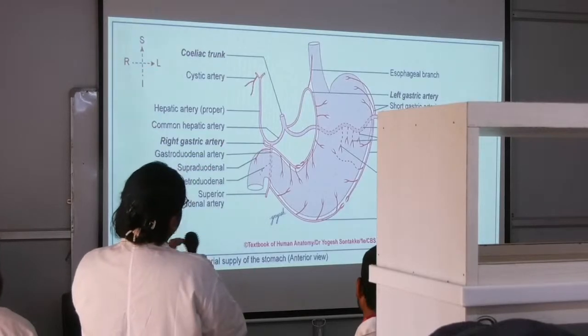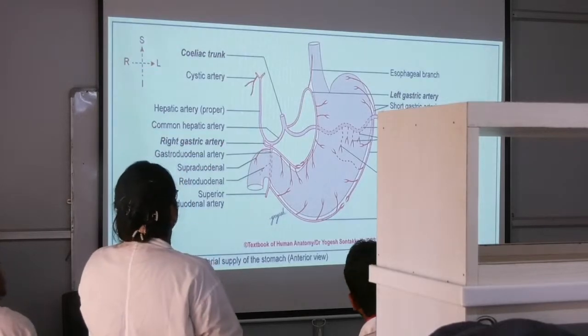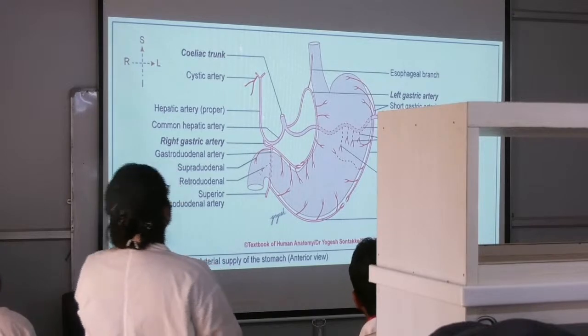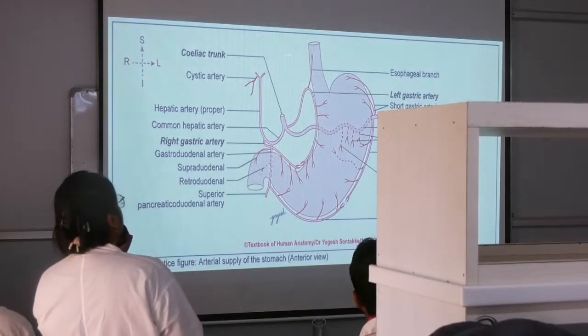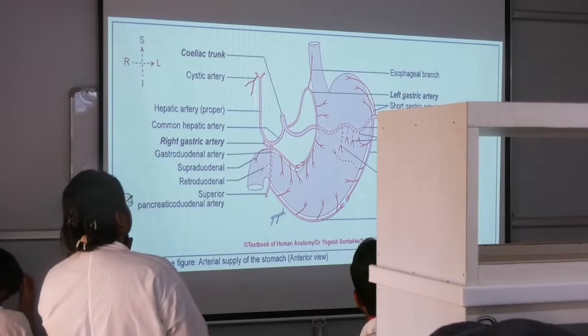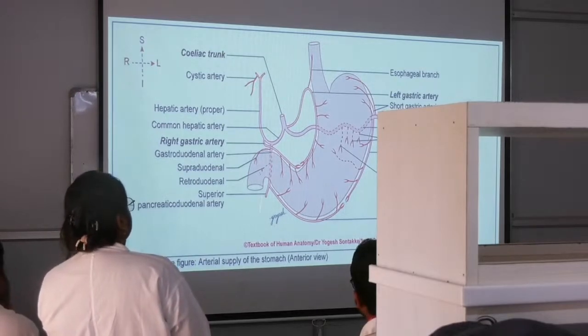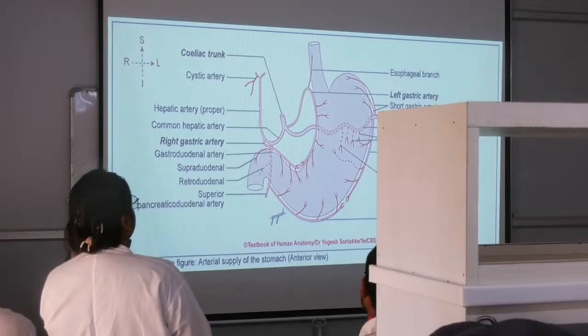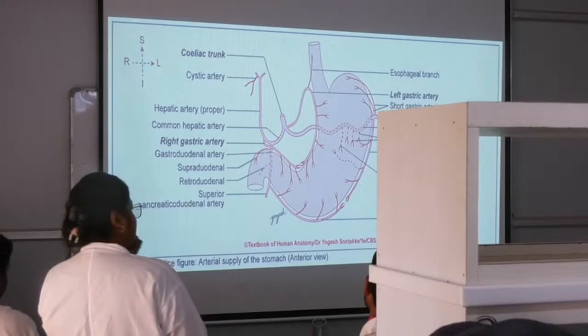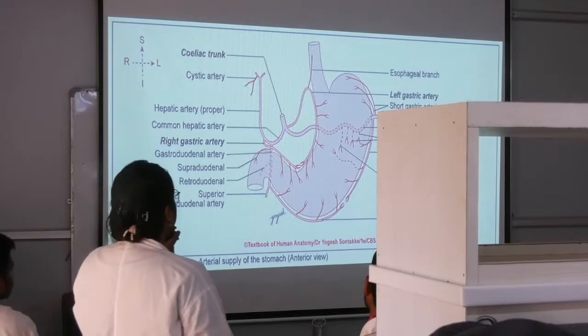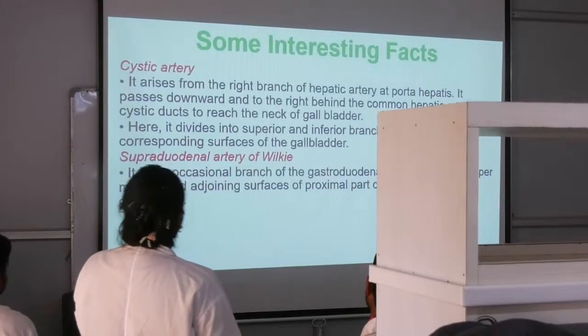Next. See, this is the hepatic artery proper dividing into right and left hepatic. Right hepatic is giving the cystic artery. This is the right gastric artery and this is the gastroduodenal. These are the three branches from the common hepatic. Okay, understood?